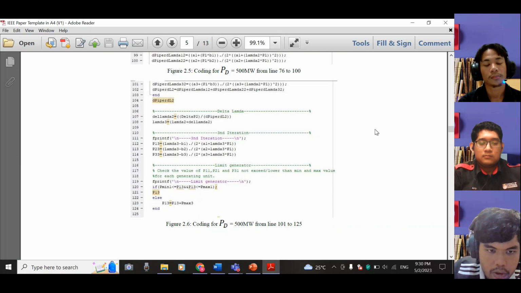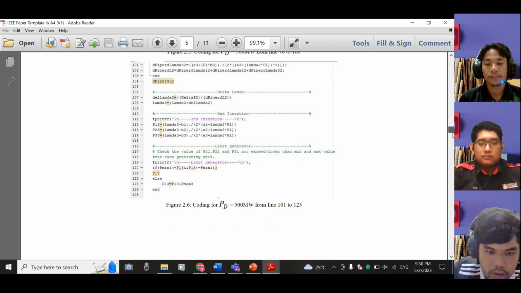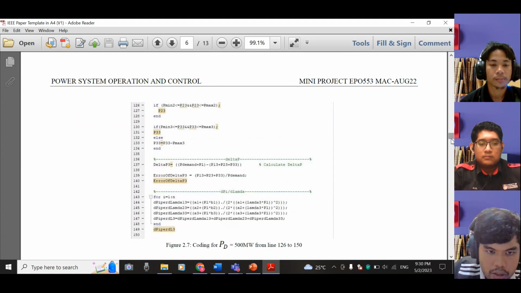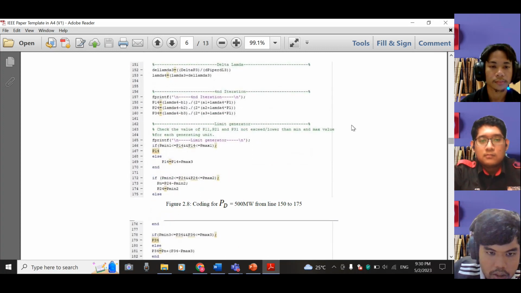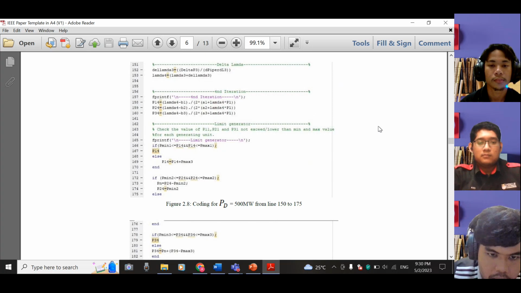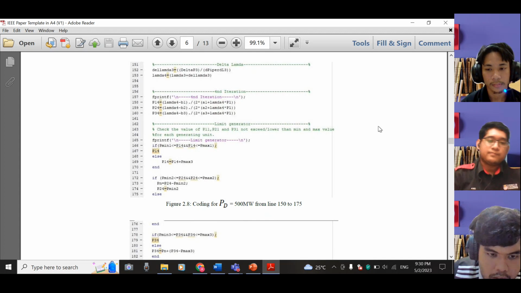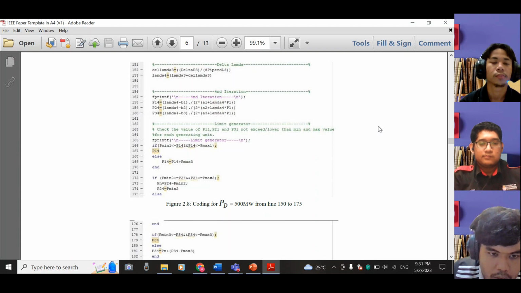So this is the picture for figure 2.6. This is the third iteration, and we will go to the fourth iteration. At the fourth iteration, as we can see at the limit generator, we have set: if P min 1 is below or equal to P14 and P14 is below or equal to P max 1, it will choose P14. Otherwise, P14 plus P max 3.